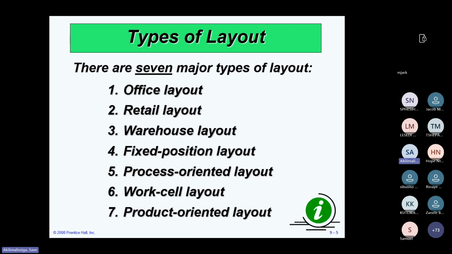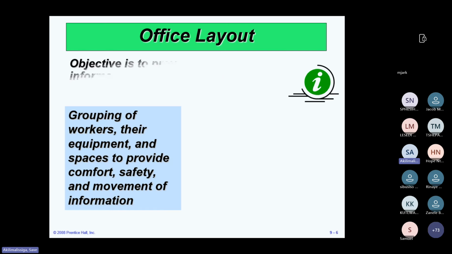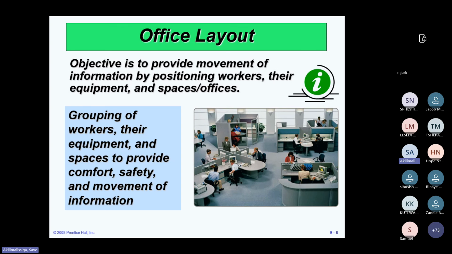So there are 7 major types of layout. We have already mentioned all of them from the outline of the chapter. The first one that you are going to dive into is the office layout. Again, remember I told you that these are some of the concepts that you already know.